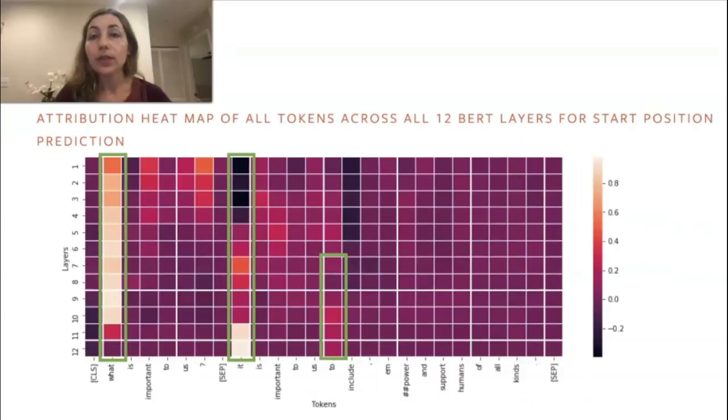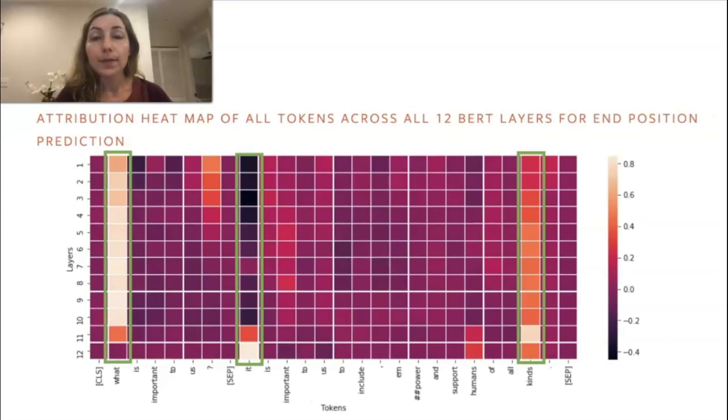Now, instead of looking into each token individually, we can summarize the neurons per token for all 12 BERT layers and visualize them as a heat map. In this case, we visualize the heat maps for start position prediction. As we can see, the question token "what" has high importance for almost all layers, except the last 12th layer. Token "it" becomes more important in the last two layers, and correctly predicted token "2" also gains more importance when moving towards last layers.